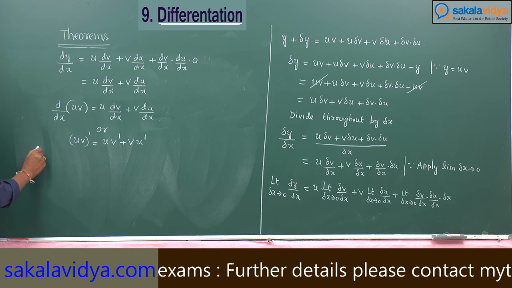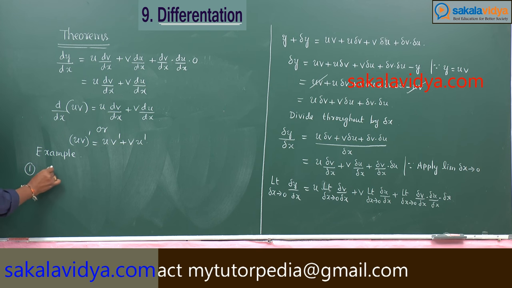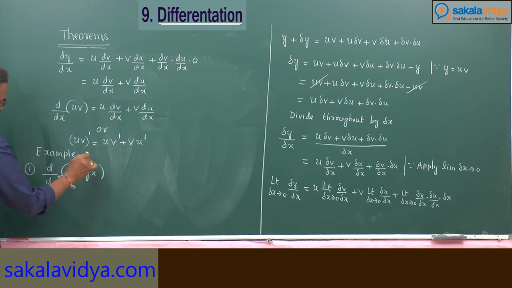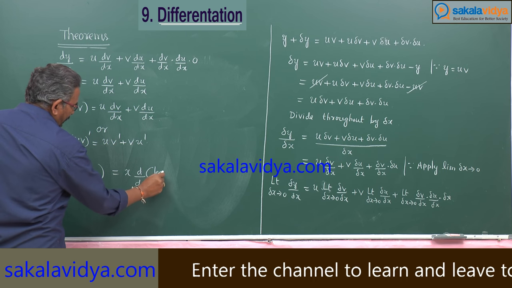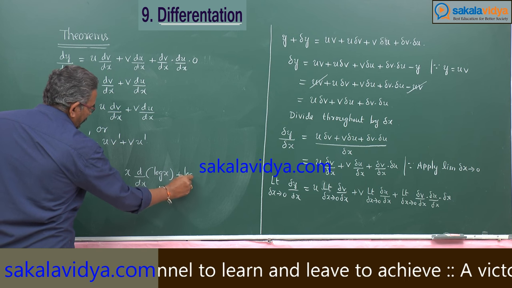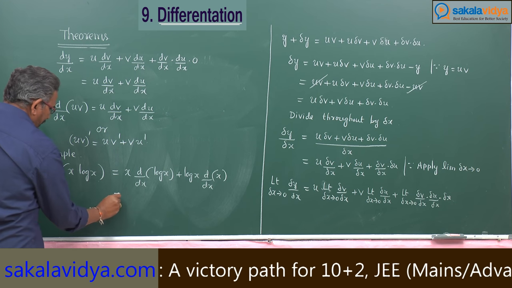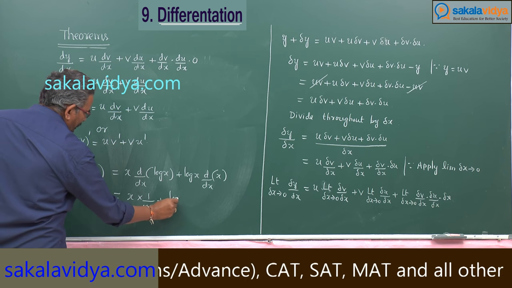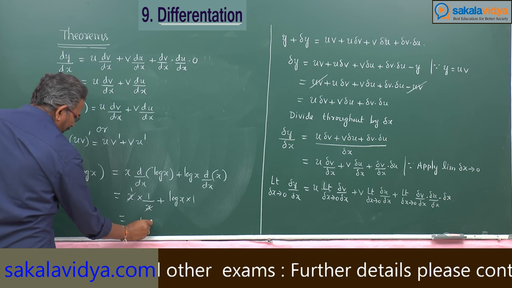So let us discuss one example. d by dx of x log x, say x is u, log x is v. So x into d by dx of log x plus log x into d by dx of x. So x into derivative of log x is 1 by x plus log x into derivative of x is 1. x, x gets cancelled. We have 1 plus log x.